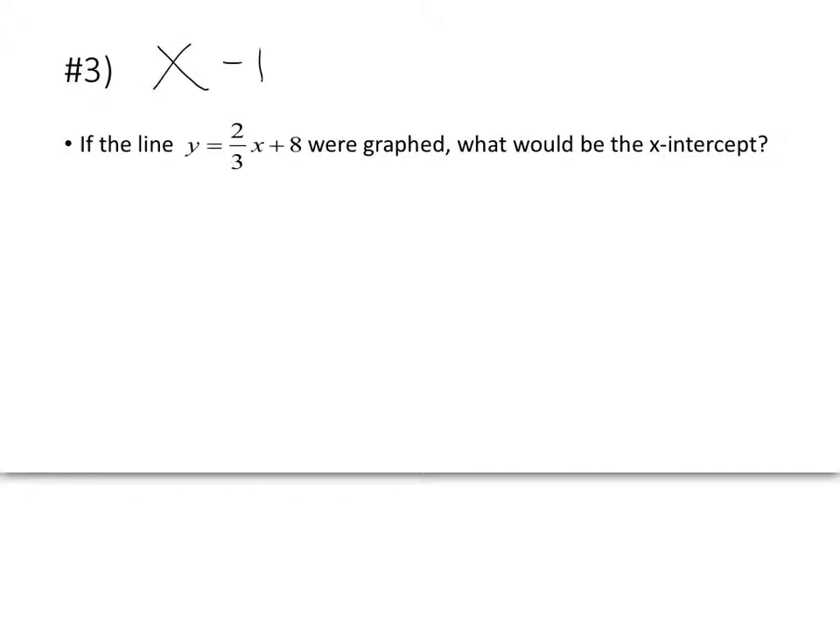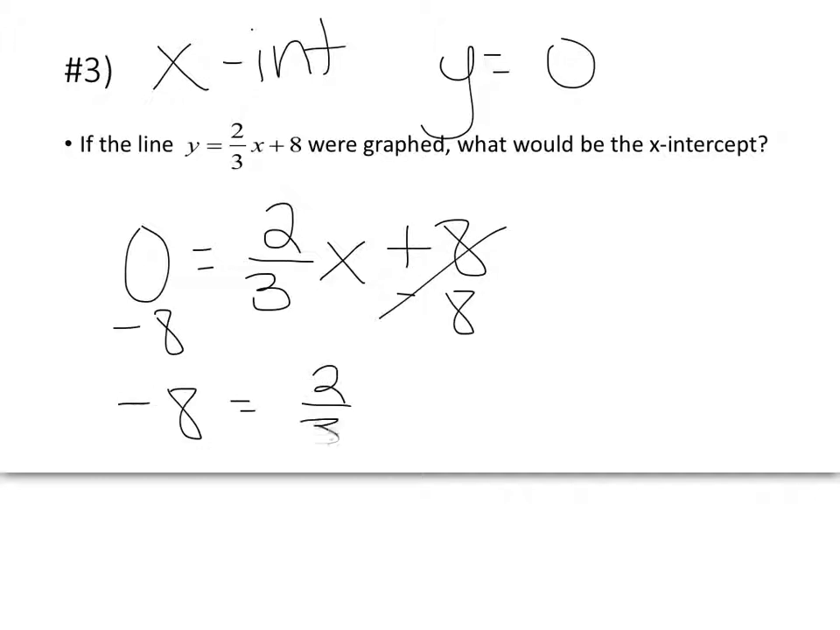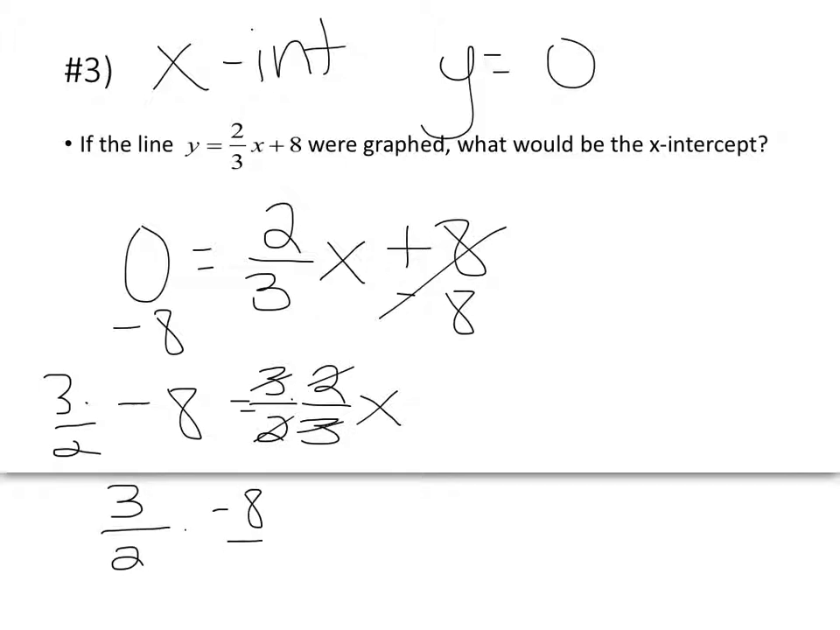So in order to find the x-intercept, you want to plug in 0 for y. So you've got 0 equals 2/3 x plus 8. So I'm going to subtract 8 from both sides. You get negative 8 equals 2/3 x. In order to get rid of the 2/3, multiply by its reciprocal. So everything over here cancels. And then you have 3/2 times negative 8 over 1 equals x.